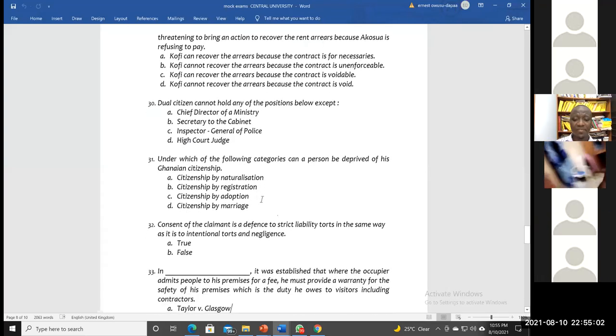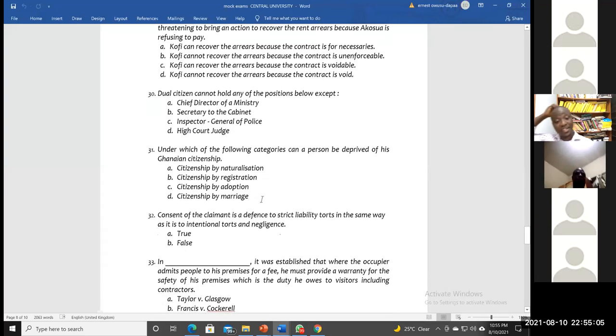32. Consent of claimant is a defense of strict liability torts in the same way as it is to intentional torts and negligence, true or false. Yeah, so claimant here refers to the plaintiff, that is, the victim of the tortfeasor. If the plaintiff consented to a strict liability tort, is it not different from where the plaintiff has also consented to intentional torts?